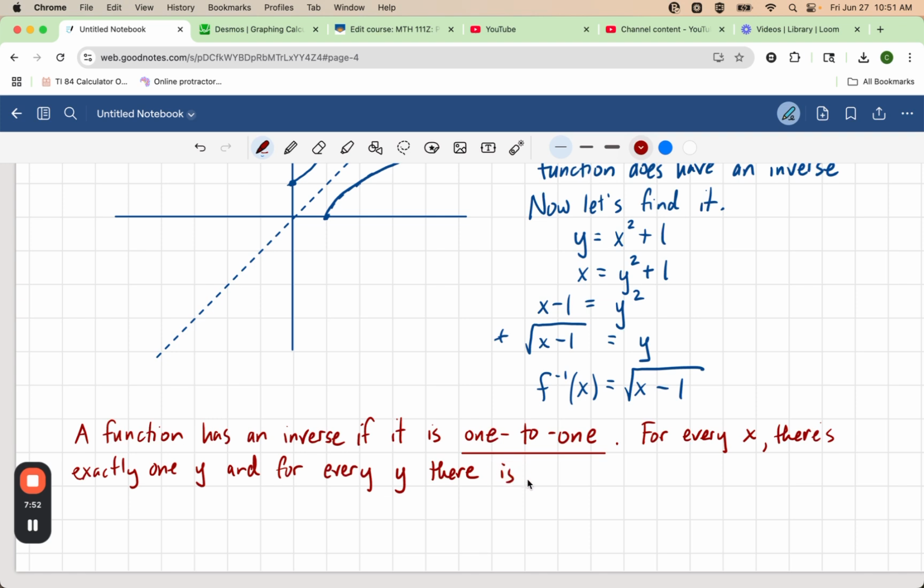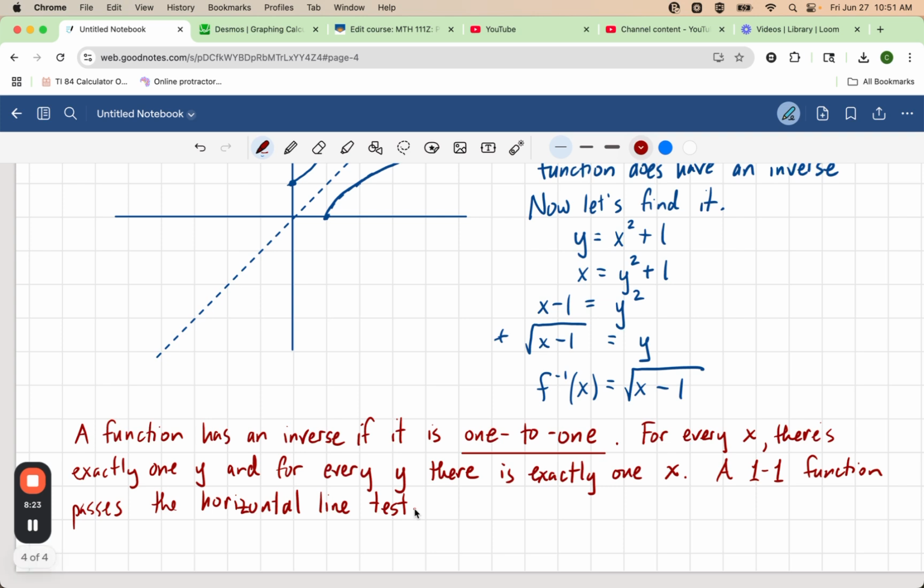All right. What this means for a 1 to 1 function is that it must pass the horizontal line test. Okay, so a 1 to 1 function passes the horizontal line test. In other words, the graph will never pass through the function more than once if it's 1 to 1, a horizontal line.